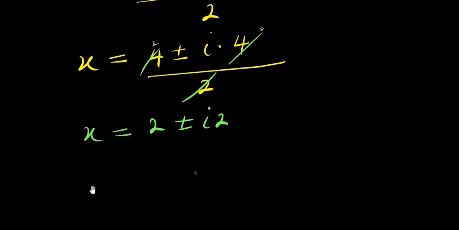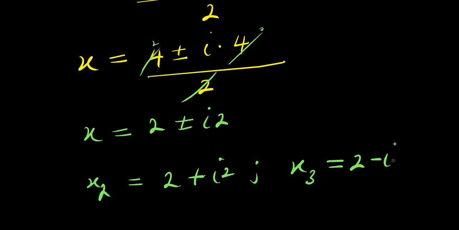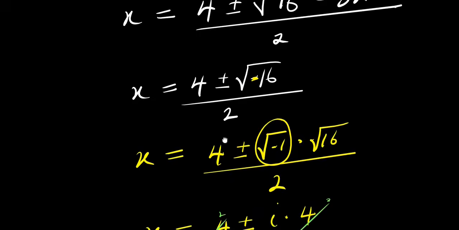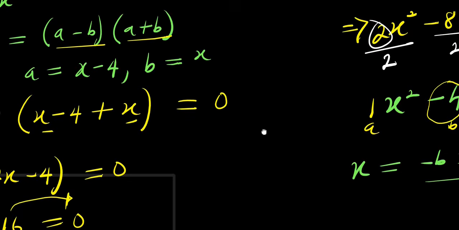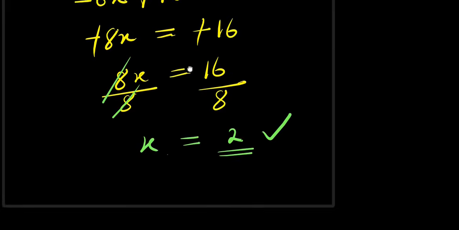So you have two values for x. We have x2 equals 2 plus i times 2. We have x3 equals 2 minus i times 2. So these are the two complex values. And we also have one real solution, which is x equals 2.